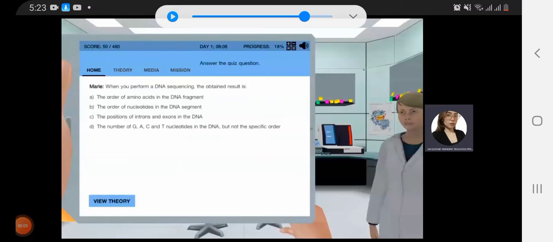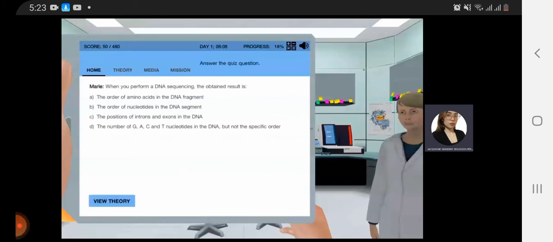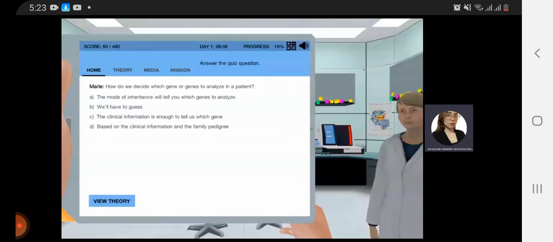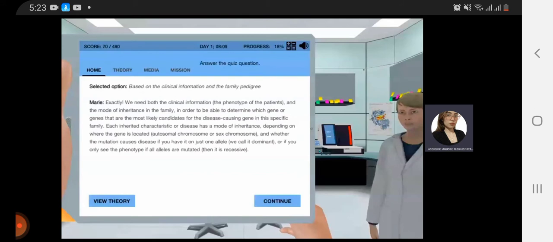When you perform a DNA sequencing, the obtained result is correct. How do we decide which gene or genes to analyze in a patient? Exactly. We need both clinical information and the mode of inheritance in the family in order to be able to determine which gene or genes are the most likely candidates for the disease-causing gene in this specific family.